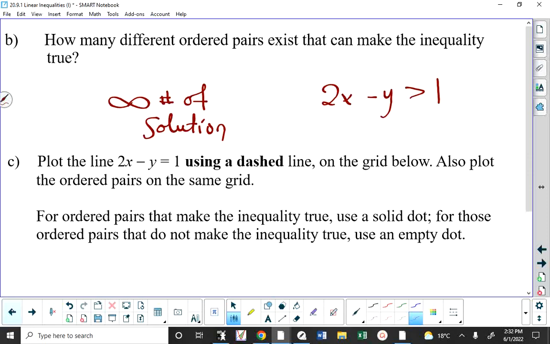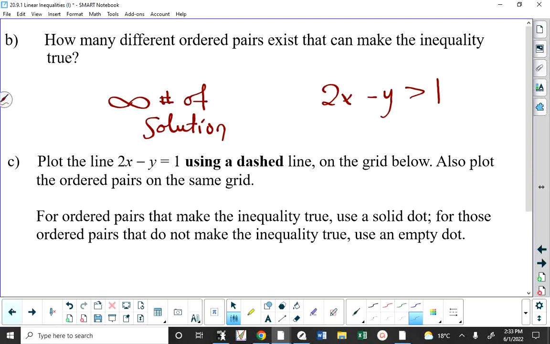So we want to plot the line 2x minus y equals 1. But we're going to draw the line using dashes and not a solid line. And many of you will pick up on why that's going to be the case sooner than others.